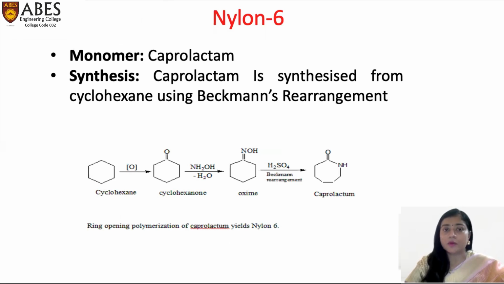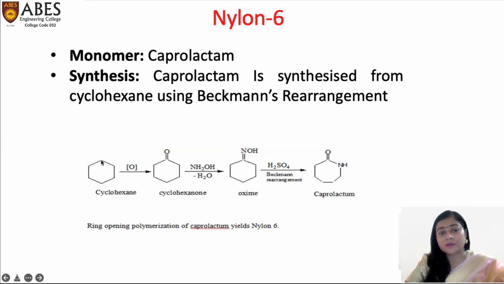Now, we'll study nylon 6. Nylon 6 has a monomeric unit known as caprolactam. Caprolactam is first synthesized from cyclohexane itself using a known rearrangement reaction, Beckmann's rearrangement. So let's first go to the first step, that is the preparation of caprolactam. Here in this reaction, you can see a series of organic reactions beginning from cyclohexane. When we treat cyclohexane in the presence of oxygen, it oxidizes and gives cyclohexanone.